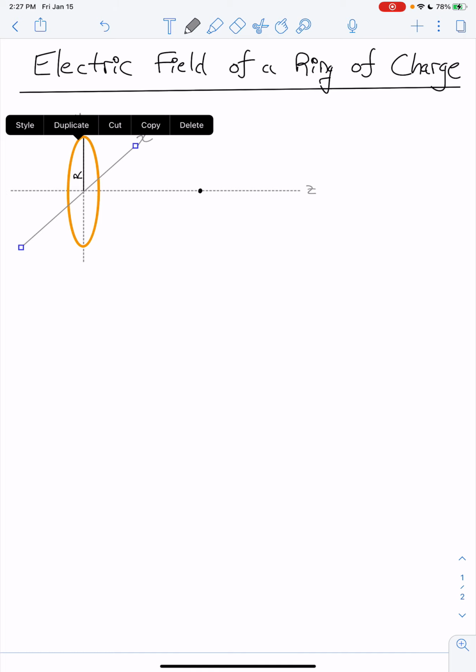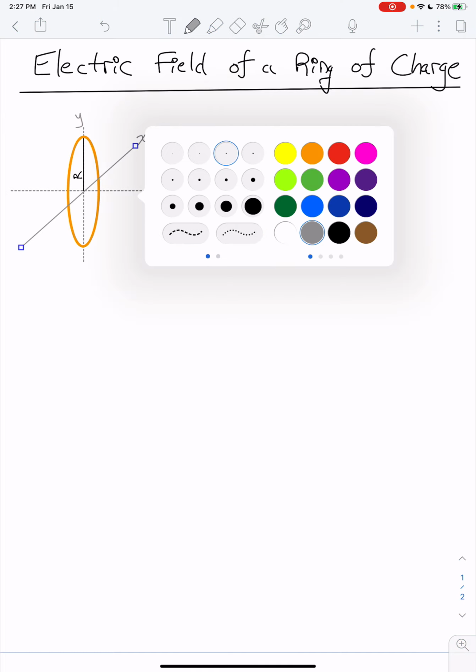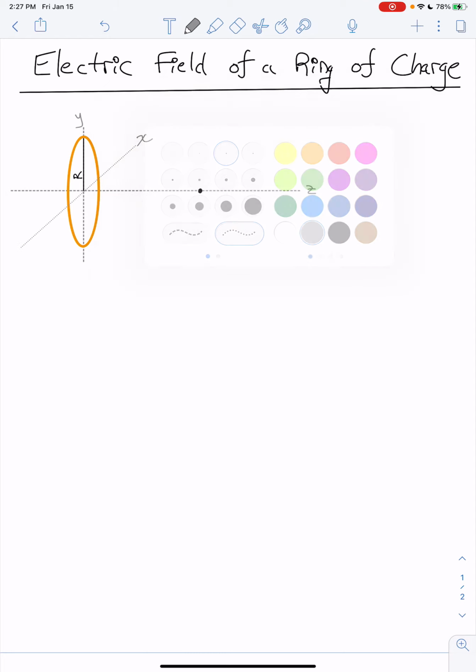Well, maybe I will keep it there to keep things a little easier to see. I'll just draw it softer. So you get a sense that the ring is in the XY plane. And then we're thinking about this Z axis as going through the center of that ring. Okay, so let's take a look at what the electric field would be at this point along the Z axis.